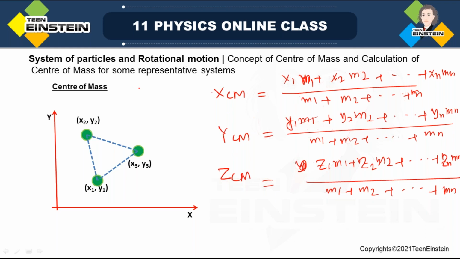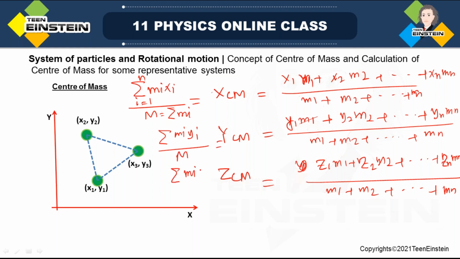If I write in short notation, this can be written as summation over mi xi, where i goes from 1 to n, divided by capital M, the total mass. So this is your x coordinate. The y coordinate, similarly, will be summation of mi yi divided by capital M, and for z it will be mi zi divided by M. This is how you can extend the same formula for n number of objects, in whatever dimension it is.